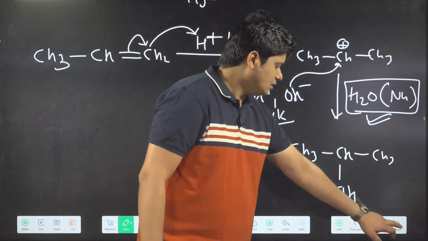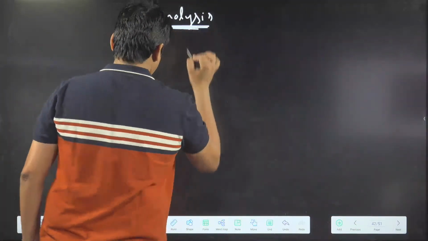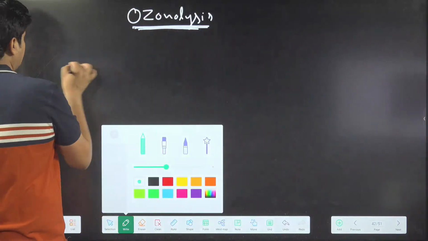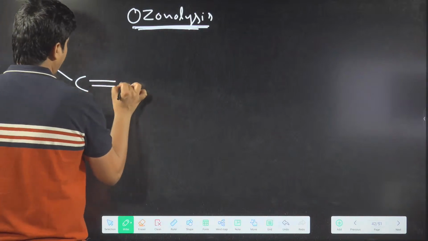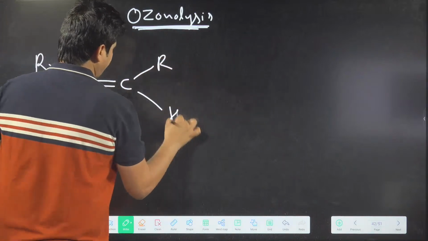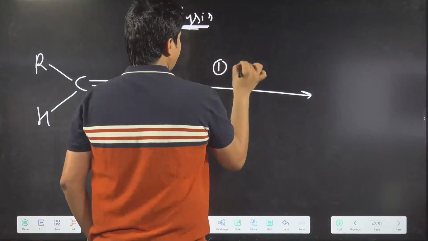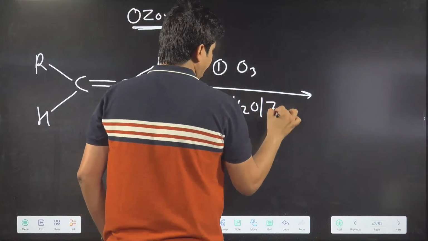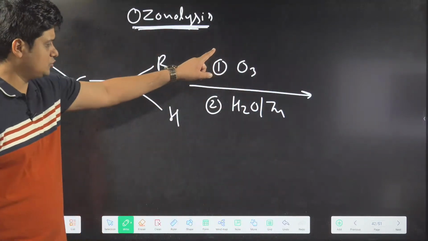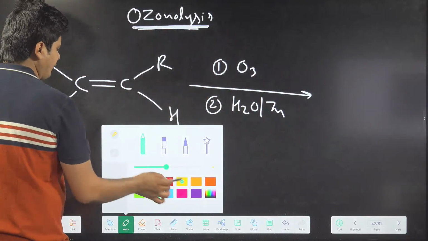Understood or not? Next, ozonolysis, very easy to find. Ozonolysis, what will happen? Let's say this is given: RCH double bond C R. This alkene is given. Now they are giving O3, then H2O in the presence of zinc. First ozone, then H2O in the presence of zinc. How to find the product? Very easy to find the product.